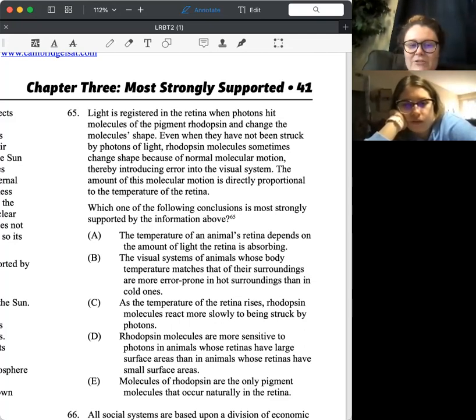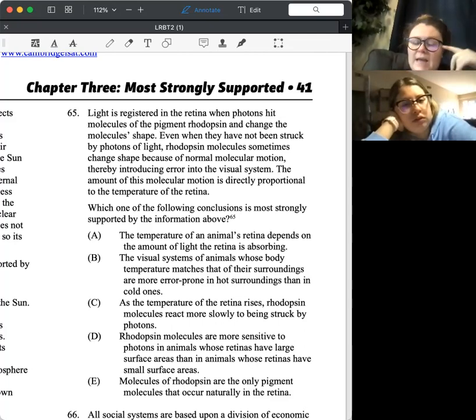I'm thinking there's some type of relationship between regular motion. This thing can happen because of normal molecular motion, and the molecular motion is directly proportional to the temperature of the retina. And so I'm thinking somehow those three can interact with each other. Okay. All right, so let's go ahead and start with A.